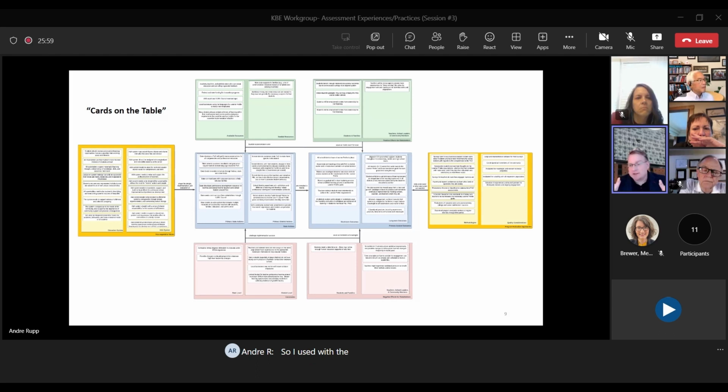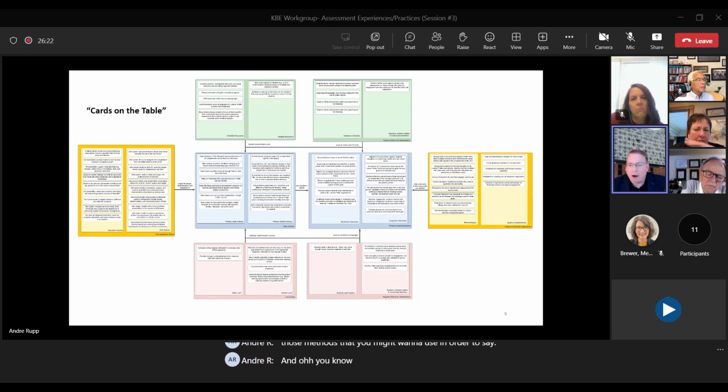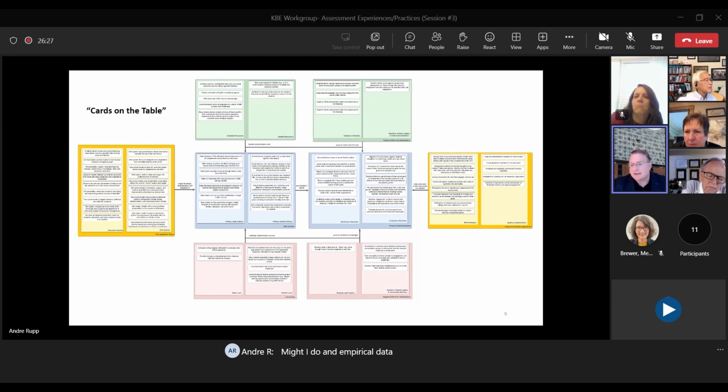So that leaves us with the yellow stuff. The yellow stuff is two different things. On the right-hand side, that box, I use that to capture some of the methods and the quality considerations for those methods that you might want to use in order to say, how good are we at achieving these outcomes? And how might I find this out? Might I give a survey? Might I do empirical data analyses? May I do individual stakeholder interviews or town halls, whatever, right? So how are we going to find that out?